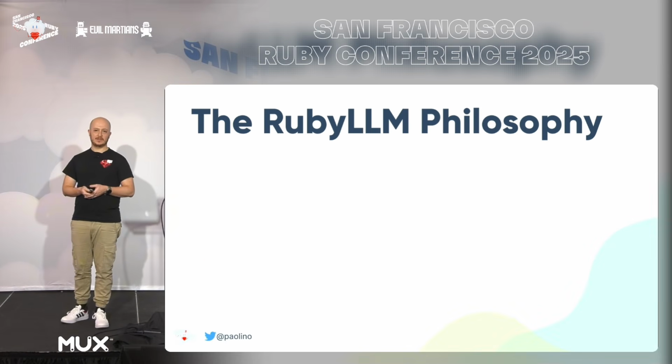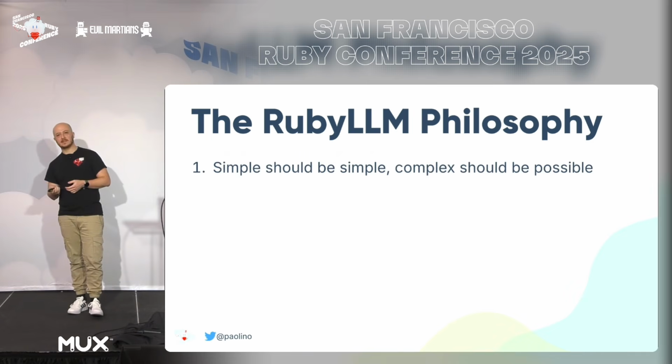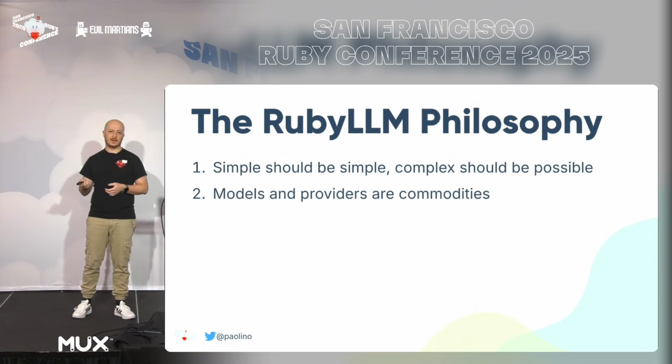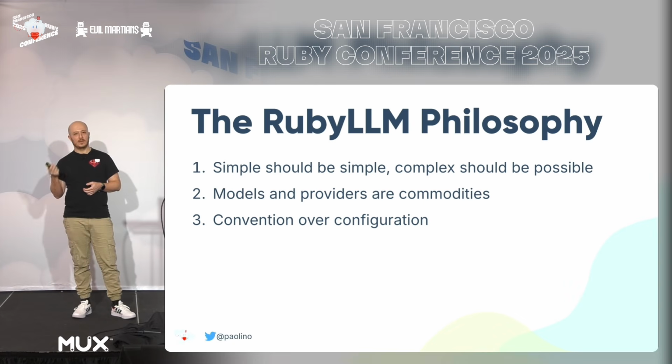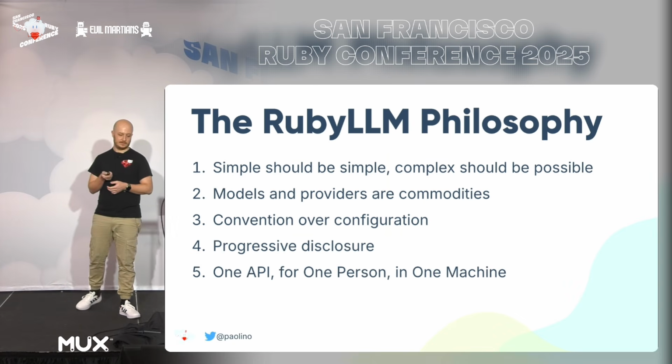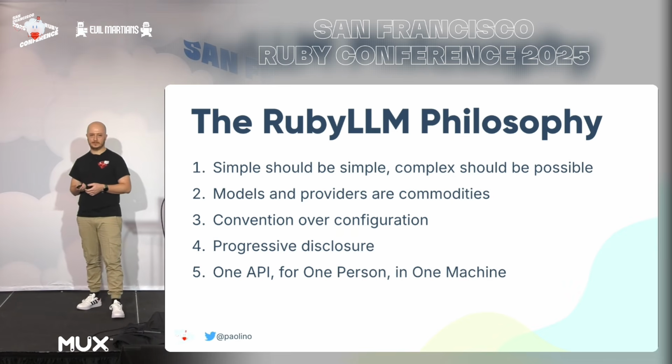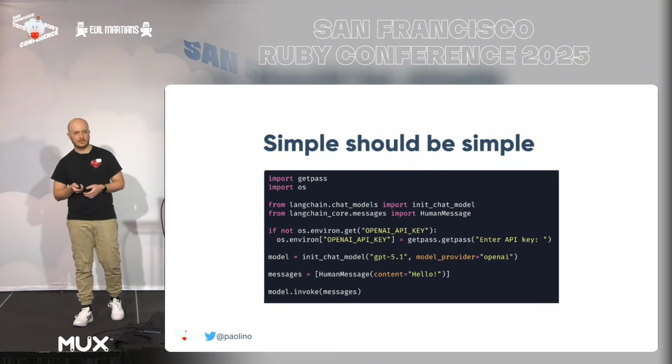So this is how I built RubyLLM, on 5 philosophical principles. The first is that simple should be simple, and complex should be possible. Models and providers are commodities. Convention over configuration, progressive disclosure, and one API for one person running in one machine. So let's look at them.